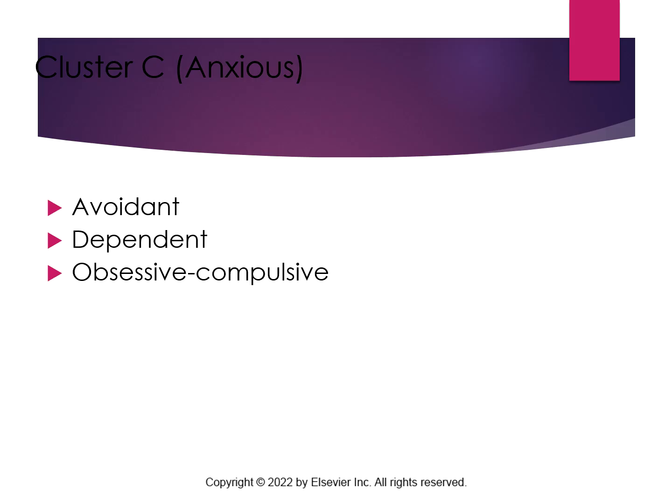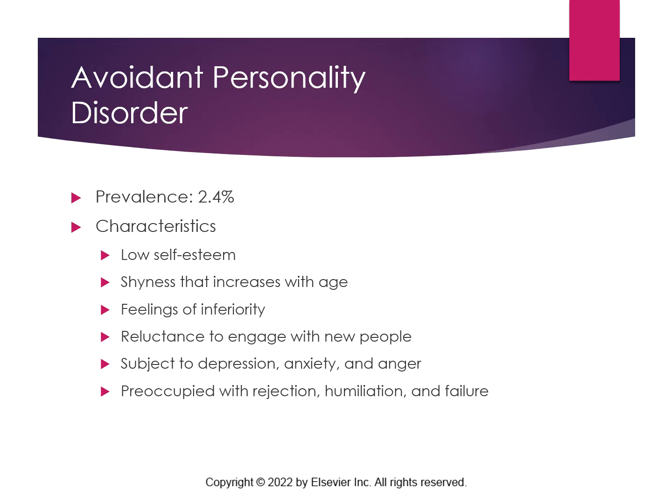So cluster C is the anxious cluster, the anxious group. We have avoidant, dependent, and obsessive compulsive. The prevalence of avoidant personality disorder is 2.4%. The characteristics are low self-esteem, shyness that really increases with age, feelings of inferiority, reluctance to engage with new people, being subject to depression, anxiety, and anger, and being preoccupied with rejection, humiliation, and failure.